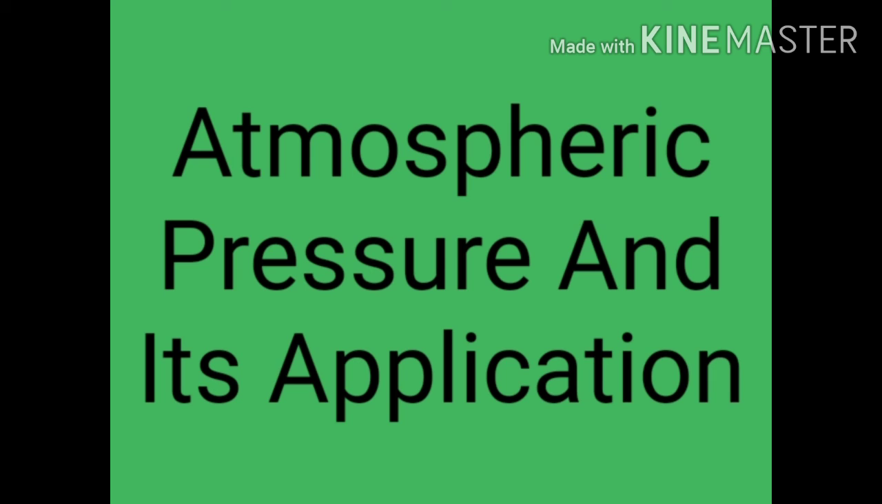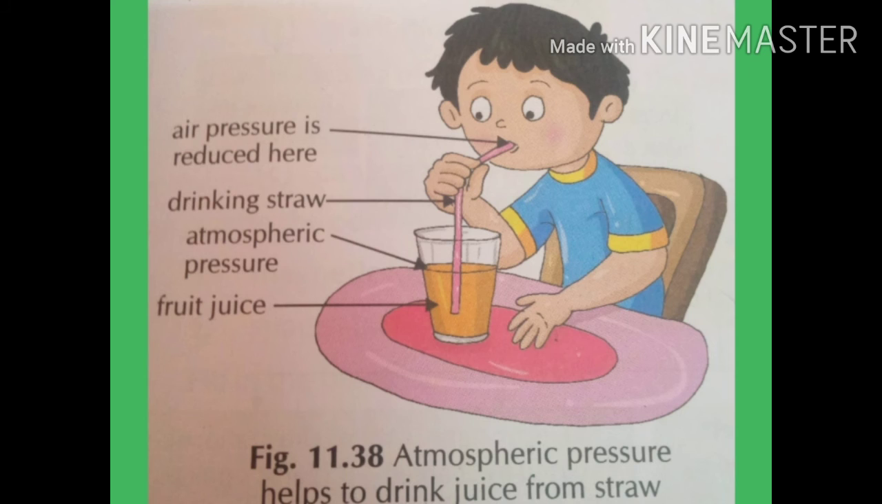You must have also seen that the astronauts wear special space suits. Why do they wear it? Because it maintains the normal atmospheric pressure for the body, since there is no atmosphere outside the earth. Here in this slide you can see a child drinking fruit juice with the help of a straw. Now how does it help? It is due to the atmospheric pressure only.